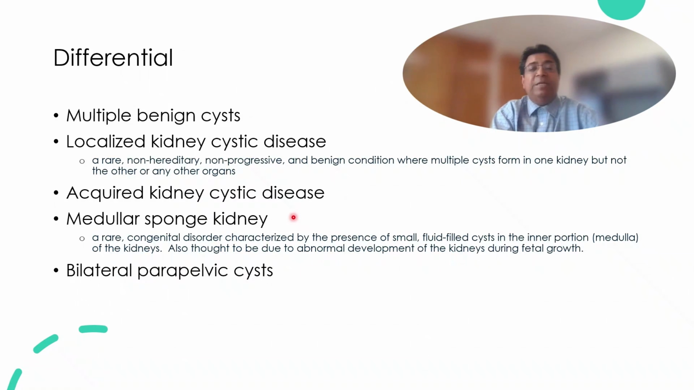Medullary sponge kidney, also thought to be due to abnormal development of kidneys during fetal growth. This is a rare congenital disorder characterized by the presence of small fluid-filled cysts in the medulla. And then parapelvic cysts can sometimes be confused for renal cysts.